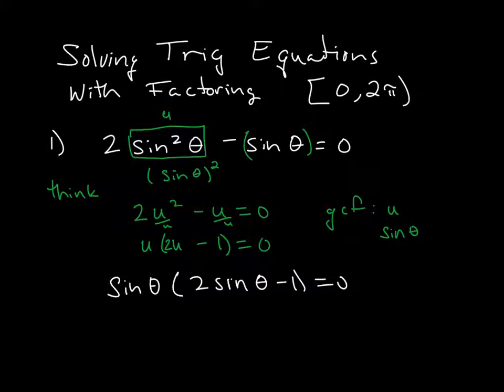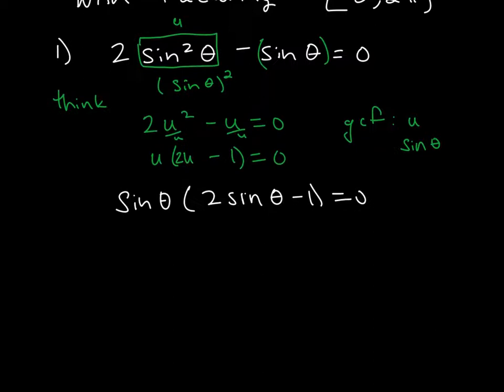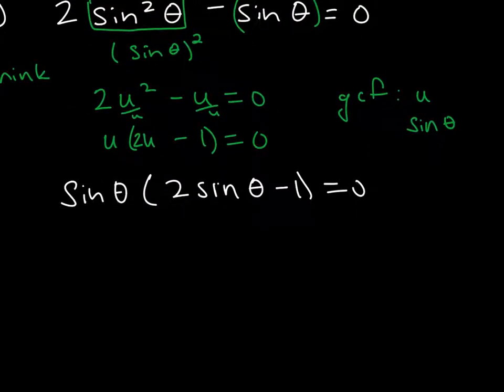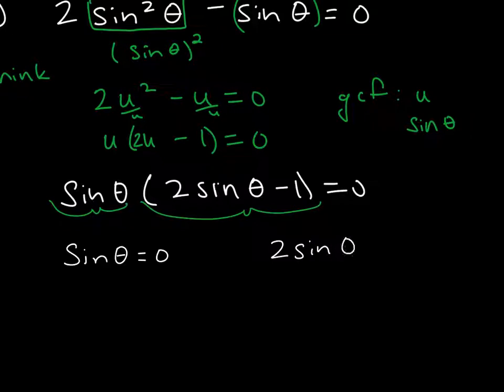And just like if you were solving this for u, you would need to go through and set both of those equations equal to 0. So now I have two equations. I need to know where the sine of theta is equal to 0, and I get that from this first piece. And then I have my second factor also equal to 0, so that is 2 sine of theta minus 1 must also equal 0. This is from the zero property.